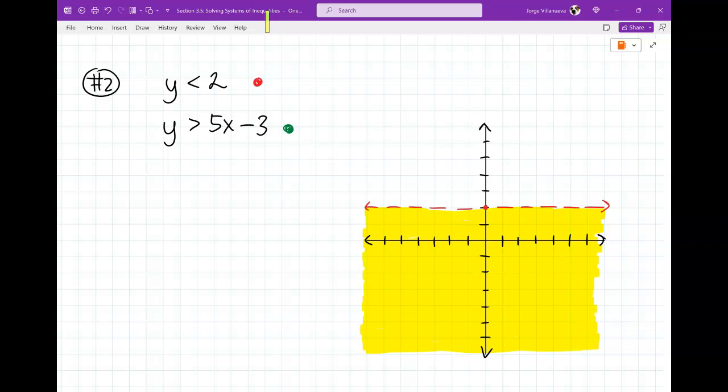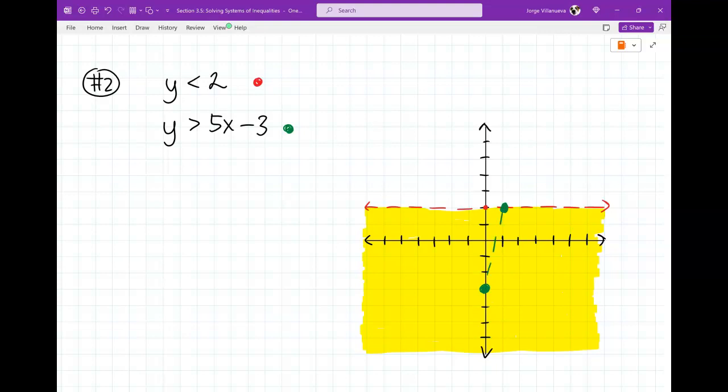The next one says y is greater than 5x minus 3. Let me change my pen here. Where do I start for that one? Negative 3. All right. So starting at negative 3. What's my slope? 5 over 1, which means from that green point, I'm going to go up 5 once over. Okay. So let's see. 1, 2, 3, 4, 5. 1 over, that's right here. Solid or dashed line? This is a dashed line, right?